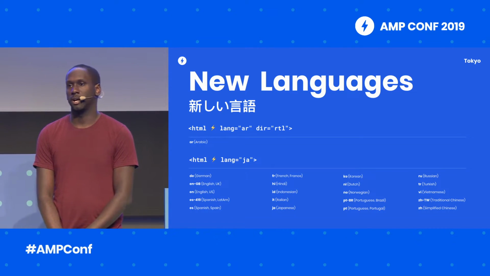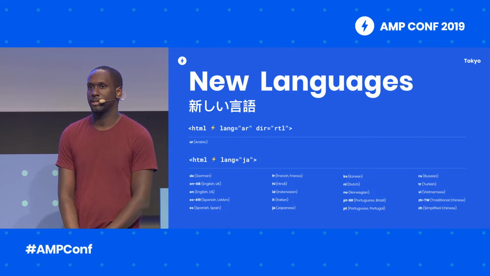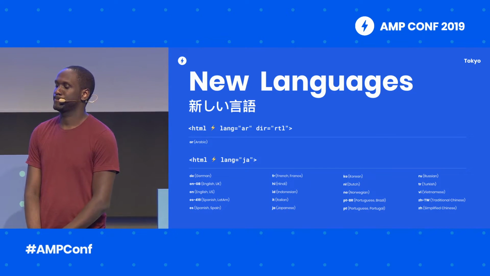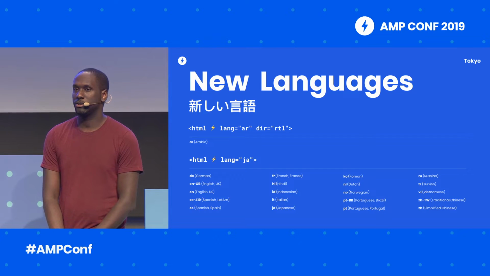AMP Stories system-provided user interfaces can be translated into any language easily. The framework not only includes the ability to add these new translations, but also includes the ability to flip the user interface for right-to-left languages like Arabic.